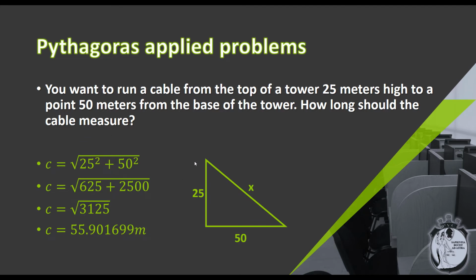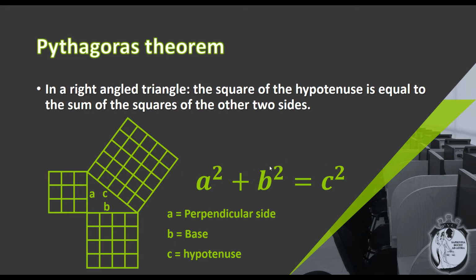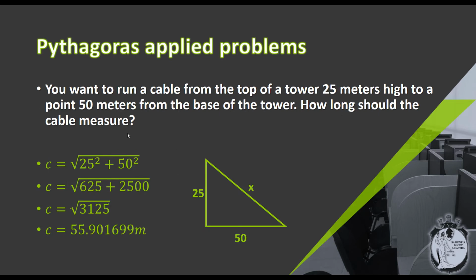So you can apply the Pythagoras theorem here. If you remember the formula, when you want to calculate the hypotenuse, you need to add the measures of the other sides. If you want another side, for example the perpendicular side or the base, you need to subtract.